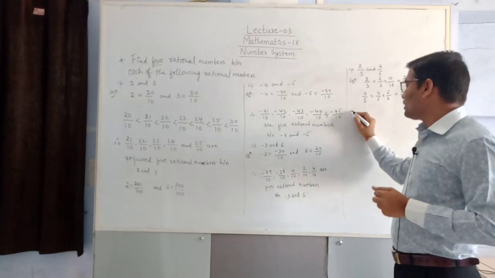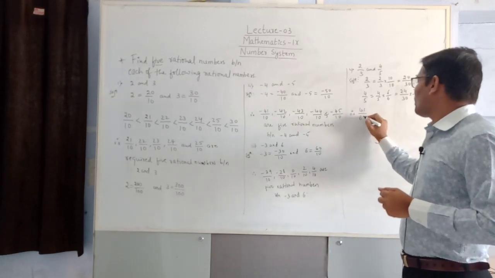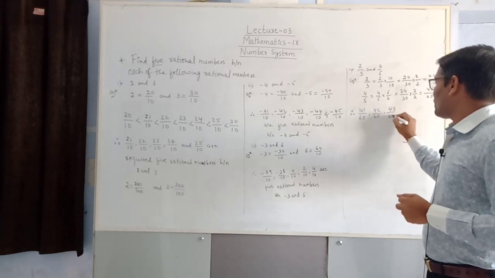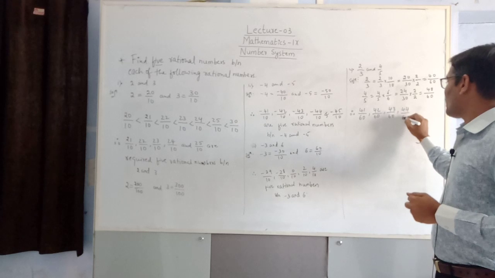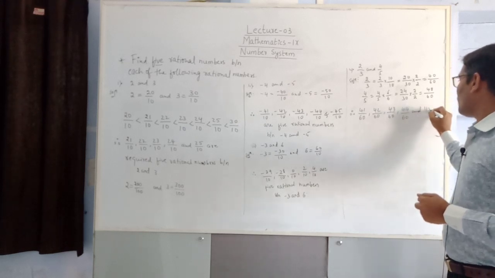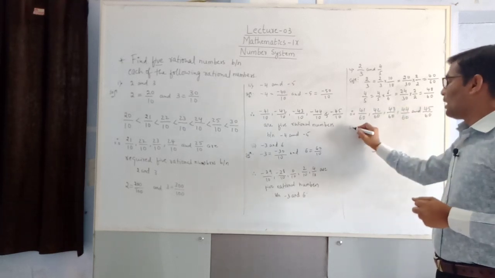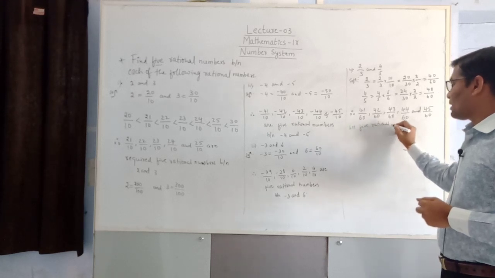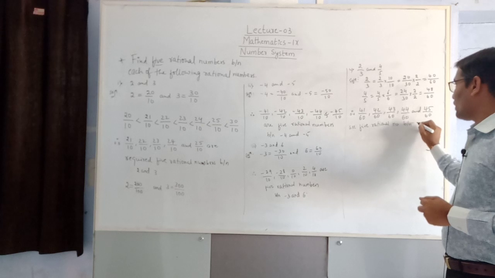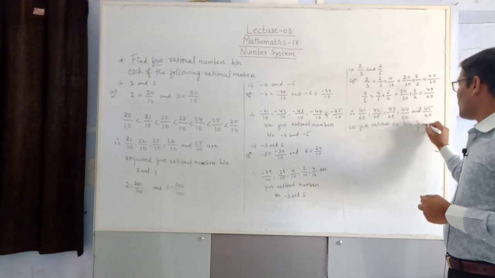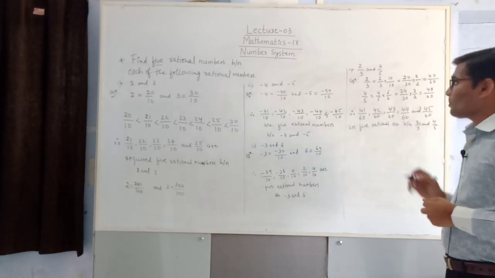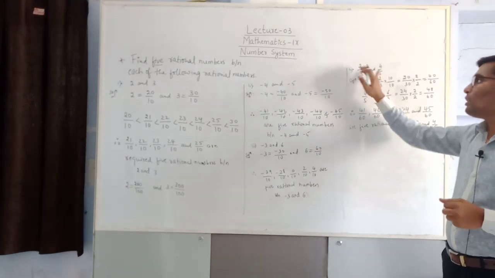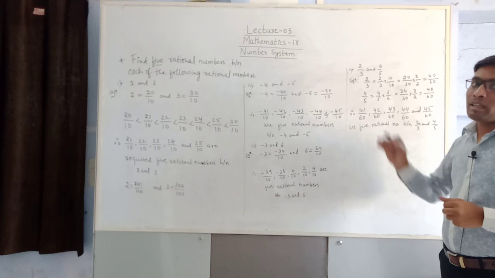Which are those? Therefore, 41 by 60, 42 by 60, 43 by 60, 44 by 60, and 45 by 60 are 5 rational numbers between 2 by 3 and 4 by 5. This is a way of finding the required rational numbers when the given rational numbers are already in the p by q form.